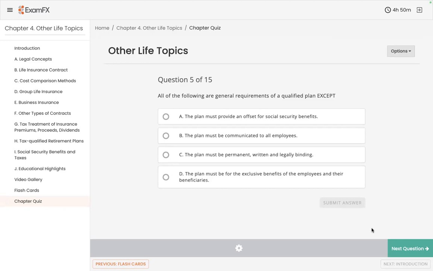All the following are general requirements for a qualified plan except: it must be for the exclusive benefit of employees and their beneficiaries, and must be permanent, written, and legally binding. The plan must be communicated to all employees and must provide the offset for Social Security benefits. I think it's A. I don't remember seeing that being part of the requirements.